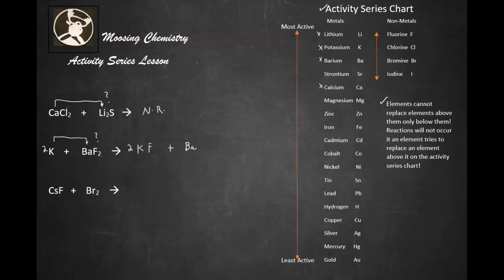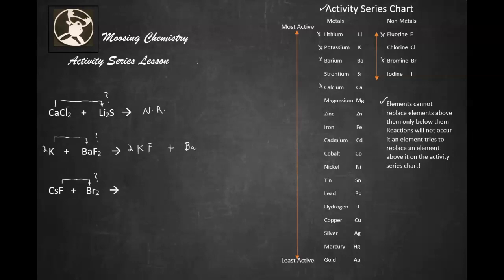Let's look at the last equation. Cesium fluoride plus bromine. Well, you notice that cesium is a metal and fluorine's a nonmetal and bromine's a nonmetal. Well, metals can only replace metals and nonmetals can only replace nonmetals. So what we're saying here in this reaction is that fluorine is going to replace bromine. But will that actually occur? Well, let's look over here. Fluorine is at the top and bromine is below it. So remember, elements can replace elements that are below them but not above them. So yes, this reaction is going to occur.